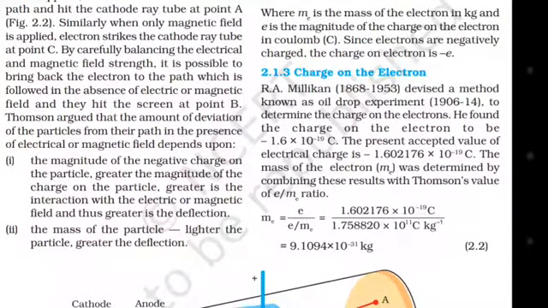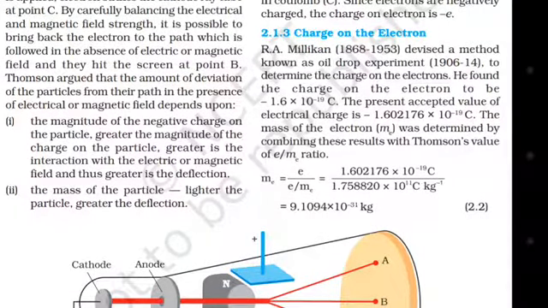2.1.3, charge on the electron. R.A. Millikan (1868 to 1953) devised a method known as oil drop experiment (1906 to 1914) to determine the charge on the electrons. He found the charge on the electron to be minus 1.6 × 10^-19 coulomb. The present accepted value of the electric charge is minus 1.602176 × 10^-19 coulomb.